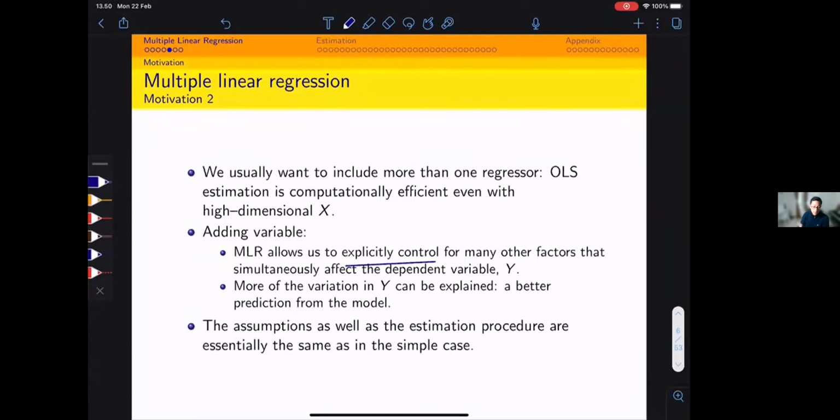Another reason why we want to add variables is that we want to better explain the variation of Y in the model. If a higher share of the variation of the data can be explained by the variation of the model, then we can have a better prediction from the model. The assumptions as well as the estimation procedure are essentially the same as in the simple regression model. However, there are massive differences and massive advantages in estimation with multiple linear regression.